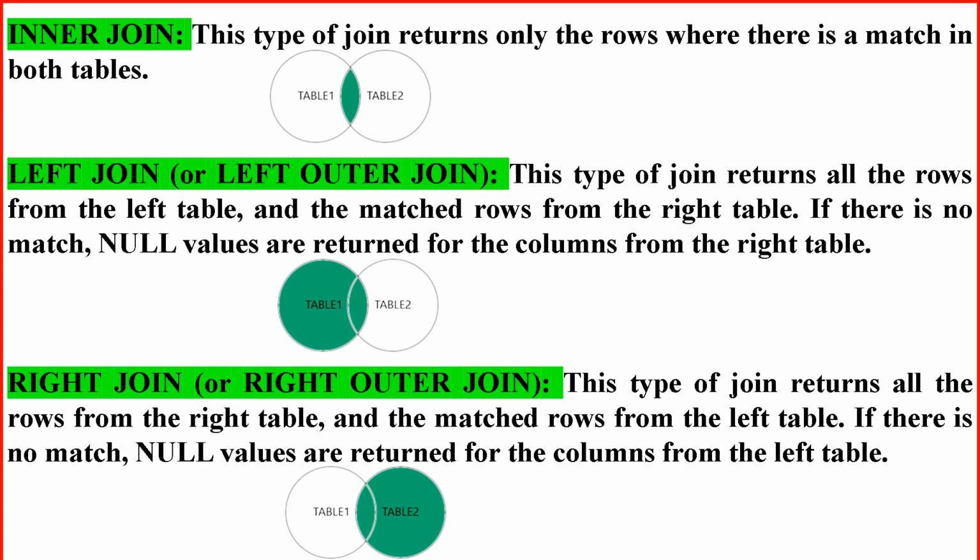Right join, or right outer join. This type of join returns all the rows from the right table, and the matched rows from the left table. If there is no match, null values are returned for the columns from the left table.